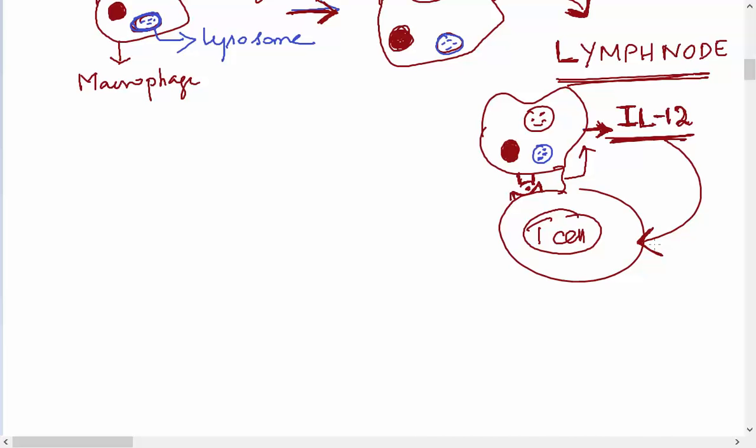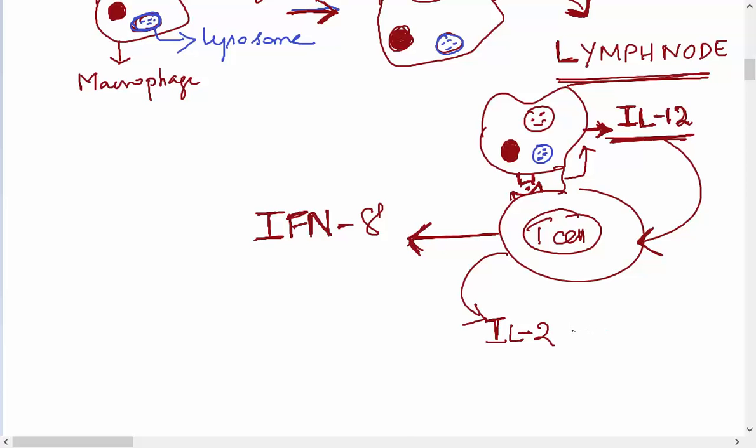Immediately the T cell releases two substances. One is interferon gamma, which you all know. Another substance is IL-2, which acts on the T cell itself. Then they will make them divide into multiple T cells.